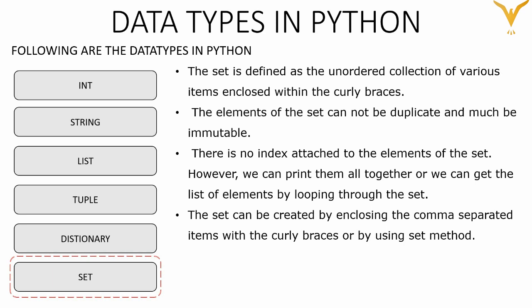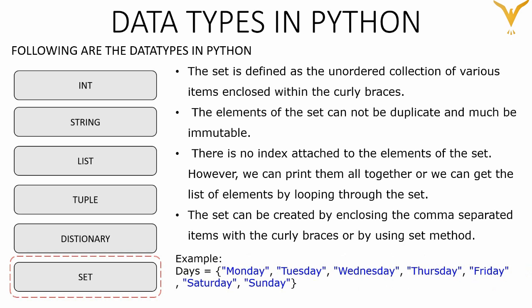Clear with this? A set can be created by enclosing comma-separated items within curly braces, or by using the set method. So we can use the set method to create a set, or else we can use curly braces to create a set of elements. Now let's see the example. Here we have created a set for days, and for the set we are using curly braces and the elements are separated by commas.